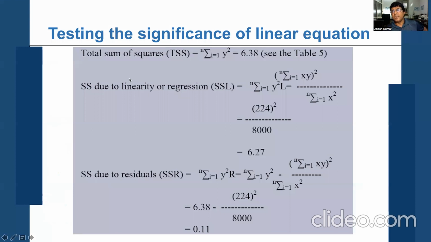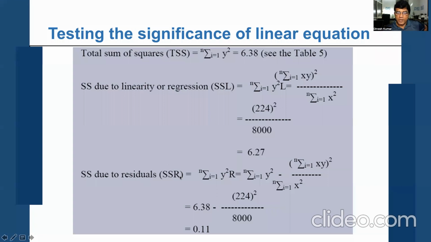Now you see testing the significance of linear equation. Now you need to work out or calculate different sums of squares and mean squares. So as I told you, total sum of square is summation y square. Value is 6.38. Just now you have seen in the table. Sum of square due to regression or sum of square due to linearity. Formula is summation xy whole square divided by summation x square. So you put 224 whole square and divide by 8,000, you get 6.27. This is sum of square due to regression. This is the first source of variation.